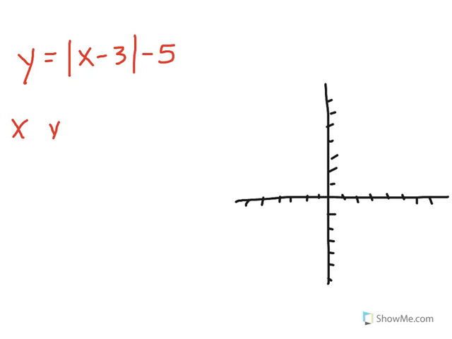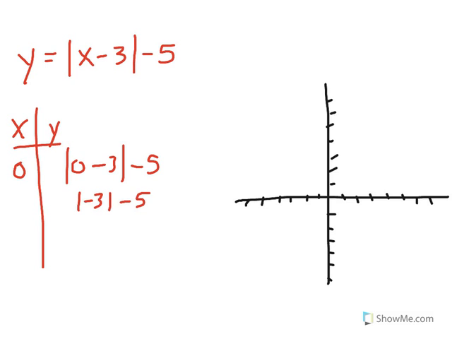You can always just pick some points. Well, let's see, what if x equaled 0? Okay, well, let me try that one out. I put in 0 up here, and I get the absolute value of 0 minus 3, minus 5. The absolute value of negative 3 is 3, and 3 minus 5 is negative 2. So negative 2.